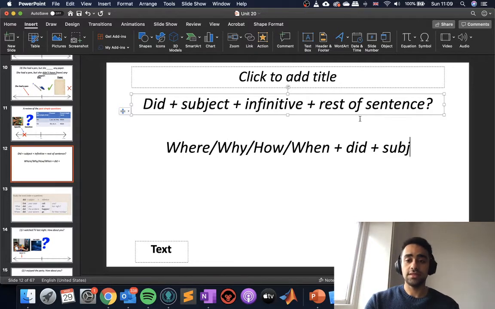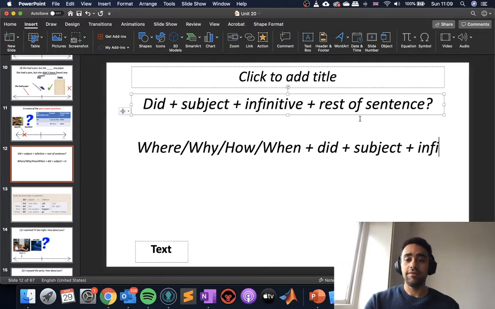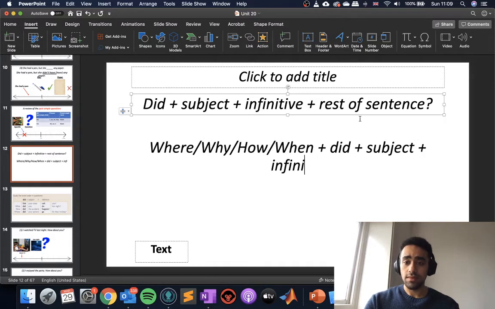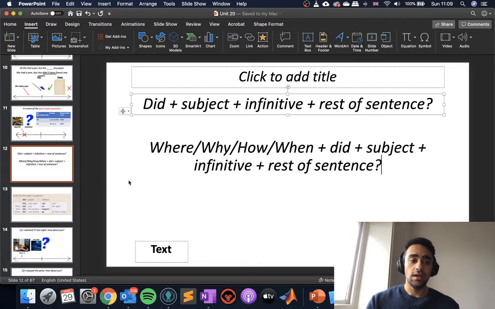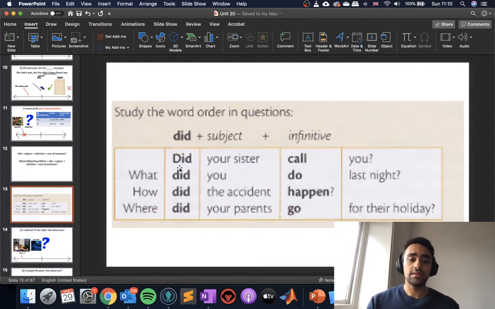Did, and then the subject, and then the infinitive version of the verb, and then the rest of the sentence. So, what did you do last night? I played some video games. I read a book. How did the accident happen? There is an accident that happened, and we want to know how it happened. Where did your parents go for their holiday? Where did you go for your holiday?